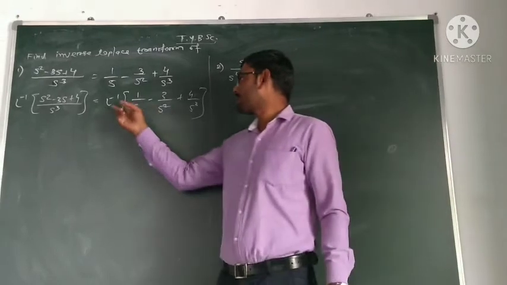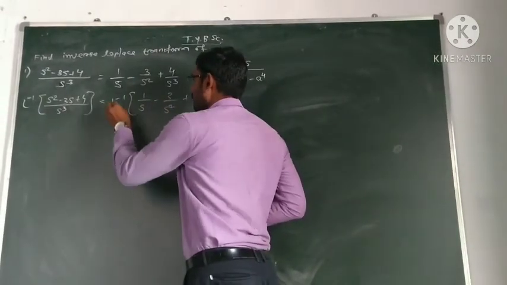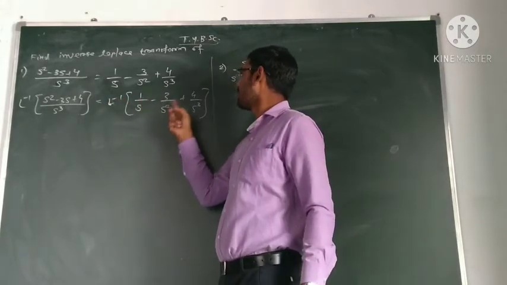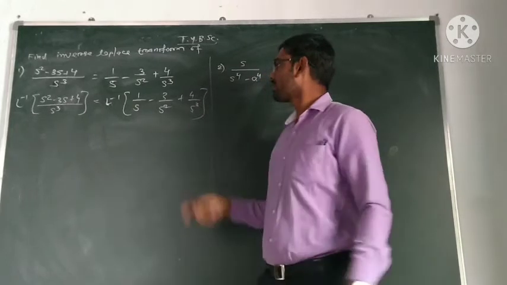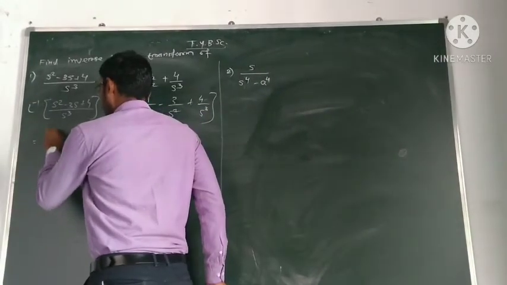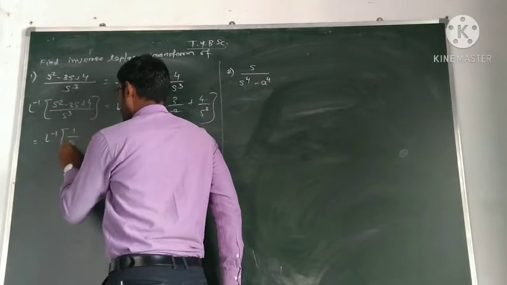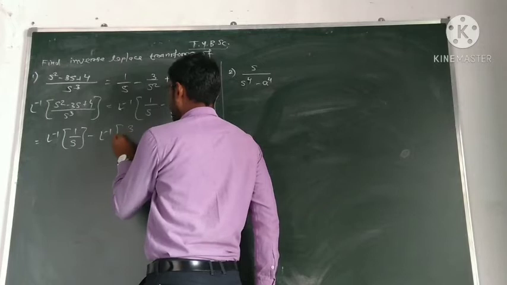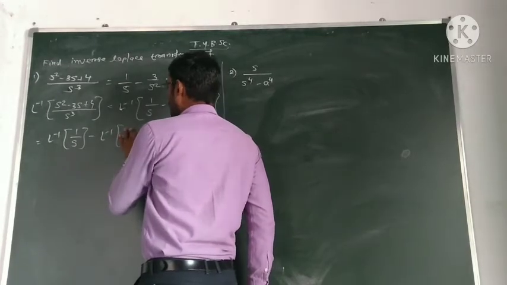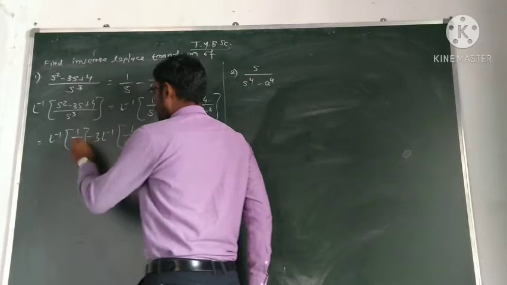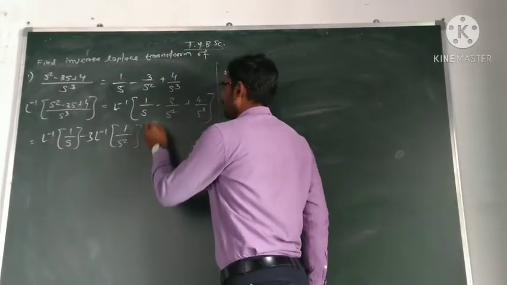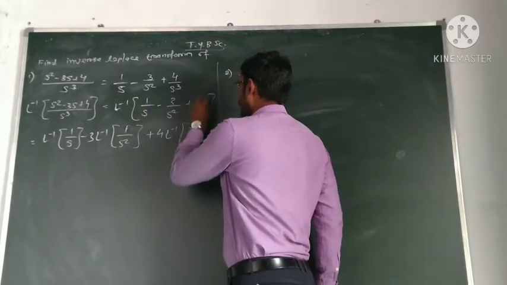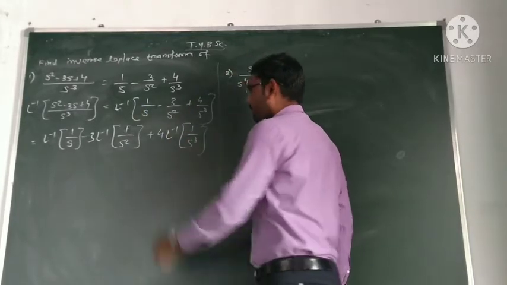So the Laplace inverse of these three functions is nothing but the Laplace inverse of this function minus the Laplace inverse of this function plus the Laplace inverse of this function. So this is equal to Laplace inverse of 1/s minus Laplace inverse of 3/s². Since 3 is a constant, we can take it outside. So minus 3 times Laplace inverse of 1/s², plus 4, which is a constant, we can take outside, Laplace inverse of 1/s³.